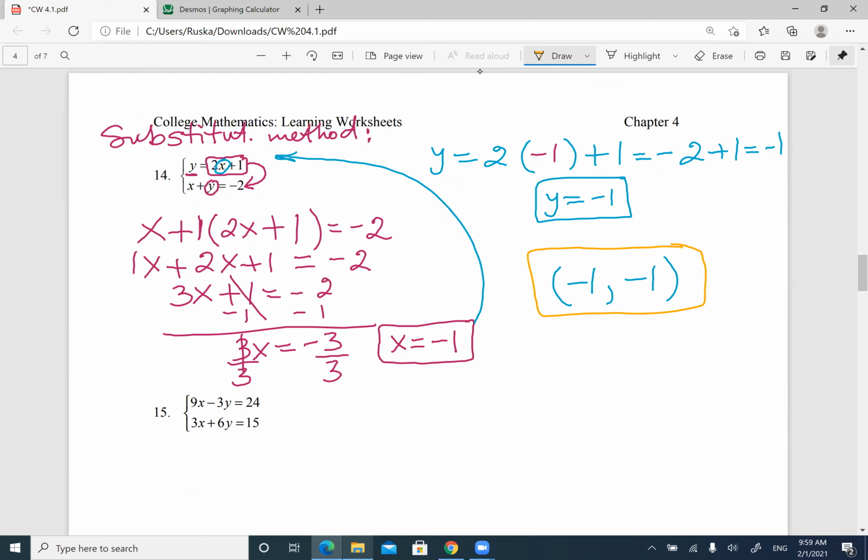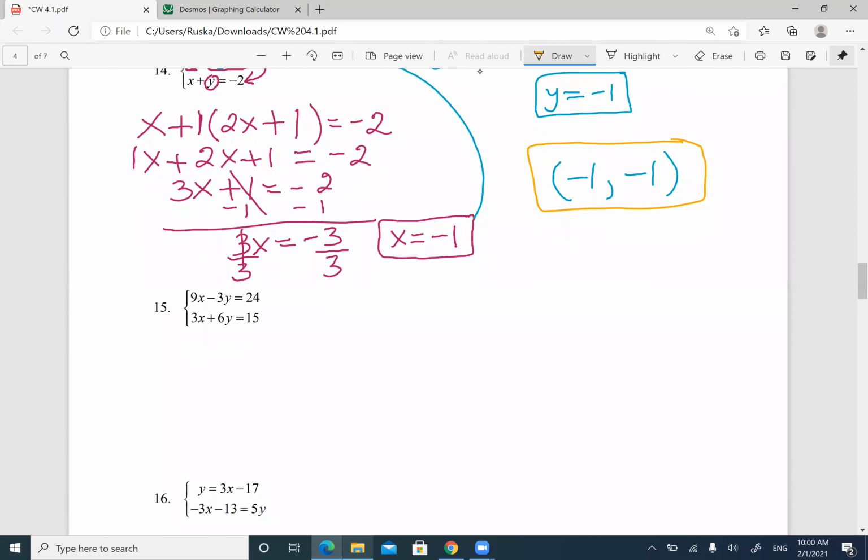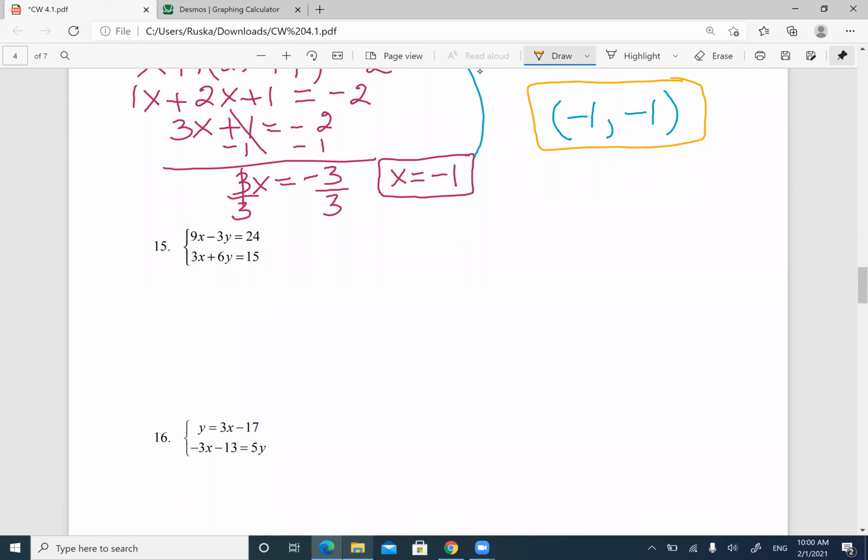Okay, so does everybody like substitution or addition? I didn't even see substitution.